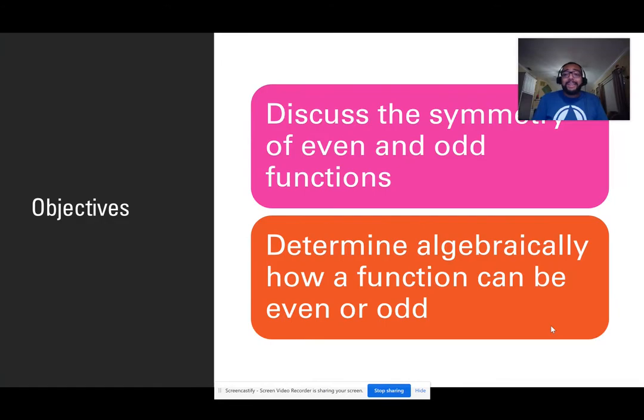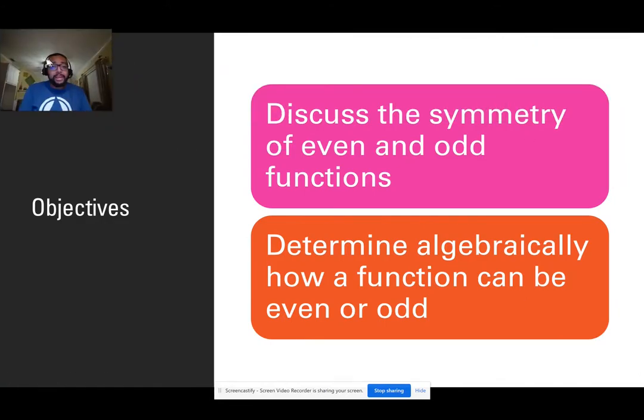So ideally, by the end of this, let me move my little character out of the way. You'll be able to discuss the symmetry of even and odd functions and determine algebraically how a function can be even or odd. And I should have put or neither in there as well. So we'll talk about what that means and what that looks like for them to not be even nor odd.